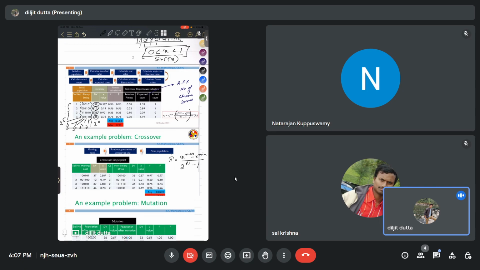Based on the precision, we'll fix the length of the chromosome. In this case, our length of the chromosome is 6. We have already defined that as 6, so it will be 2 to the power 6. Why 6? There are 6 bits in the chromosome, that is why we are taking the length as 6. 2 to the power 6 minus 1. What is x max? X max is 1 and x min is 0, since our solution is varying from 0 to 1.